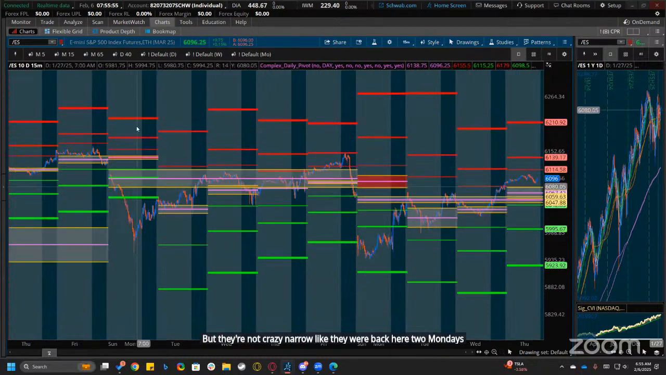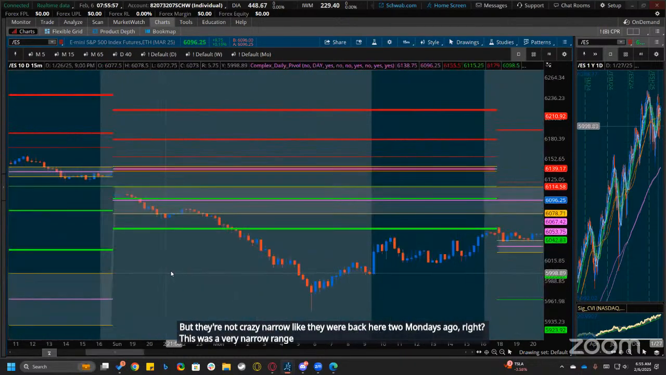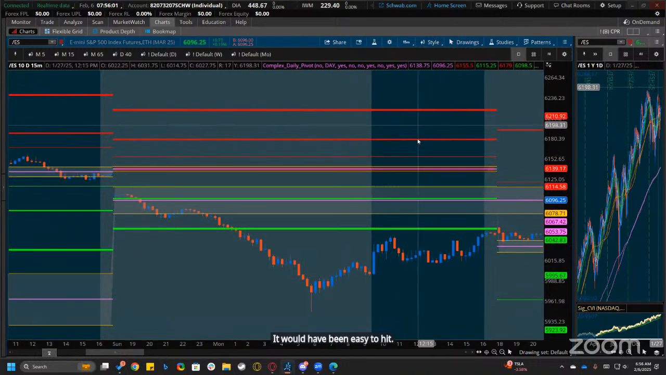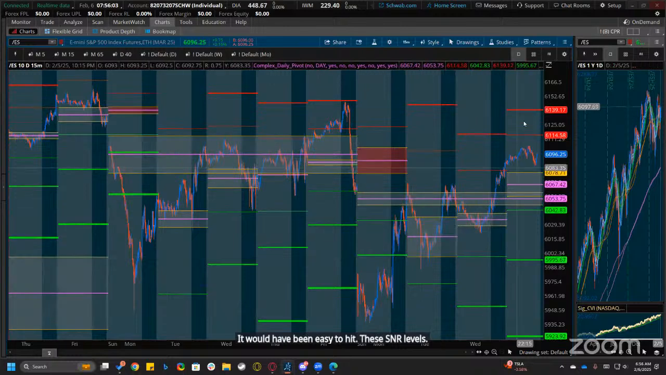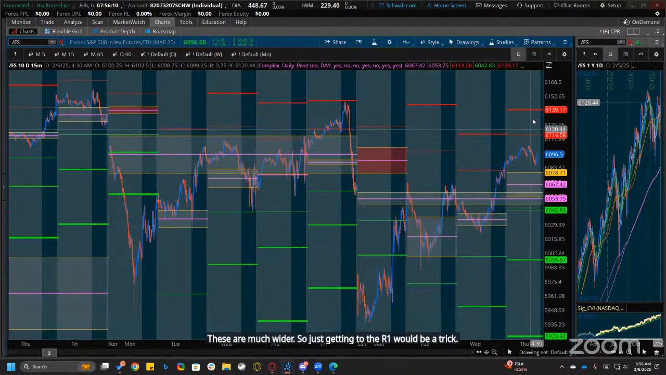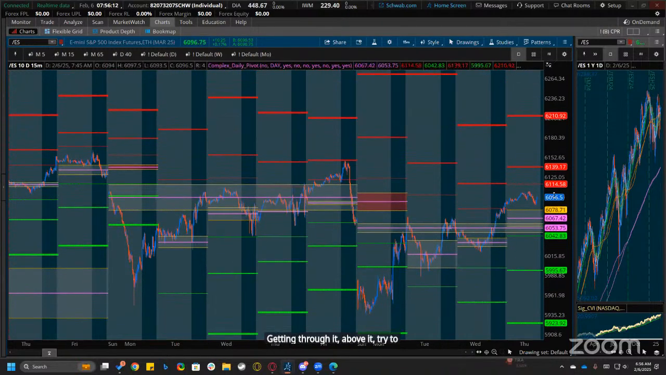This was a very narrow range. The S&Rs were really close together. It would have been easy to hit these S&R levels. These are much wider. So just getting to the R1 would be a trick. Getting through it, above it, trying to get even higher, we're going to need some significant news to do that.